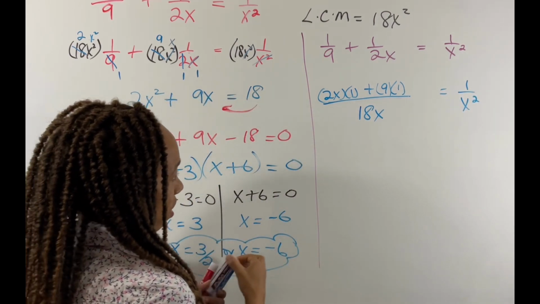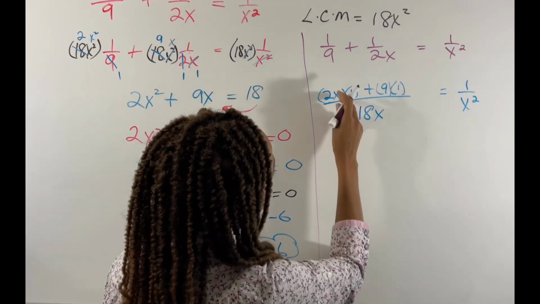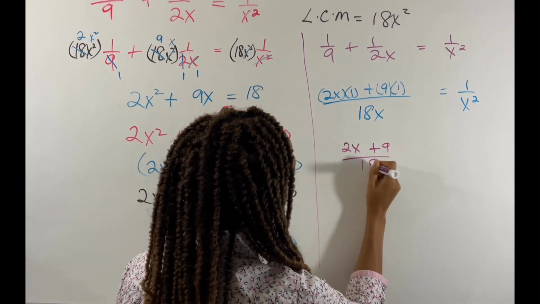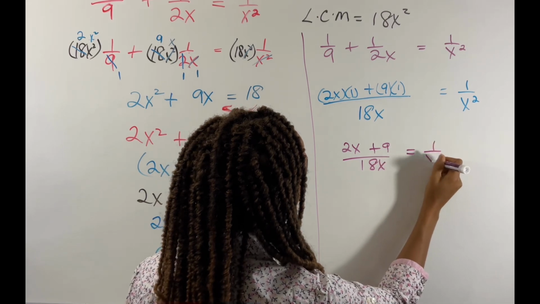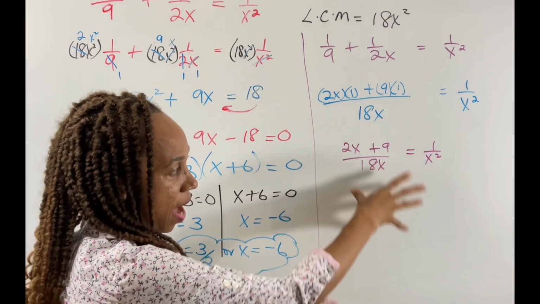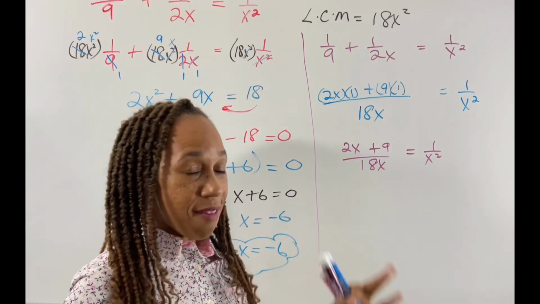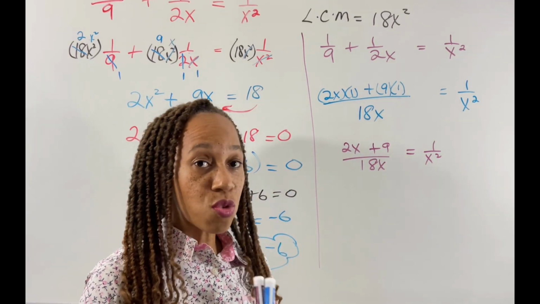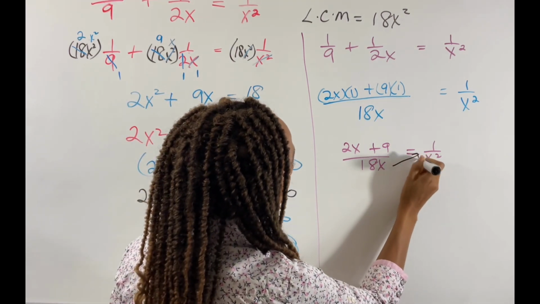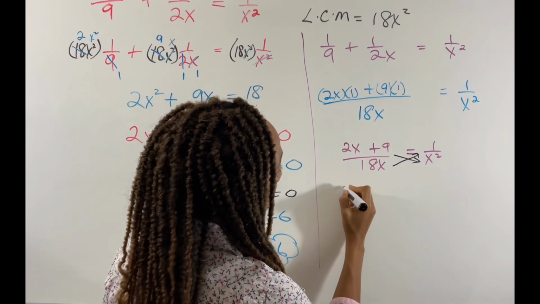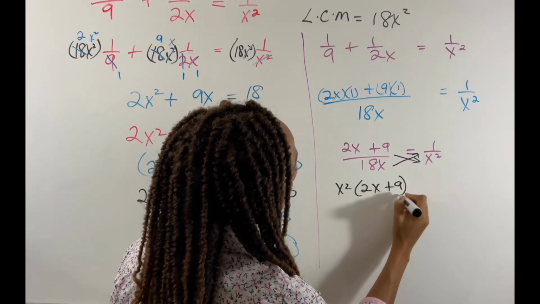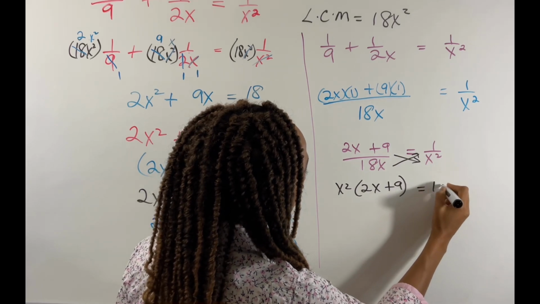So the next thing that you're going to do, you're going to solve this part. So you will end up with 2x plus 9 over 18x equals 1 over x squared. You will notice here you have a proportion set up. So now because you have the proportion here, you can use the cross multiply method to solve for this. So we're going to cross multiply, all right? So we will have x squared times 2x plus 9, and set that equal to 18x.